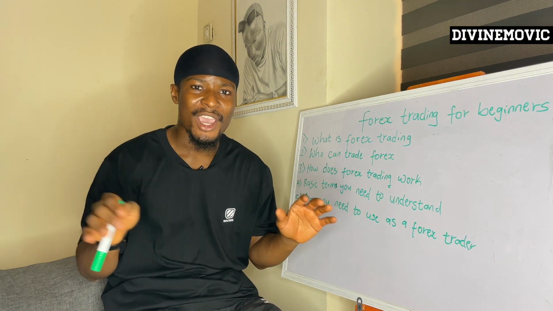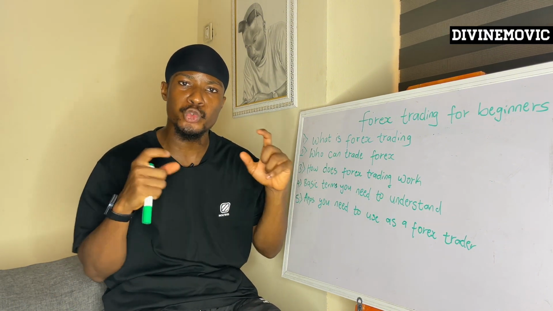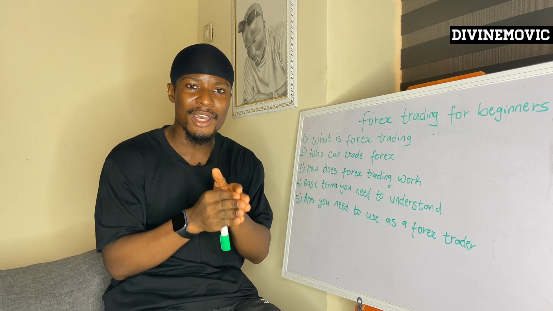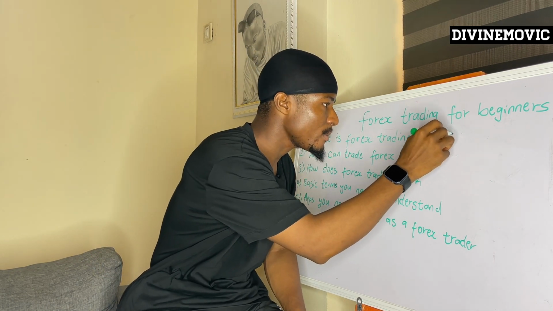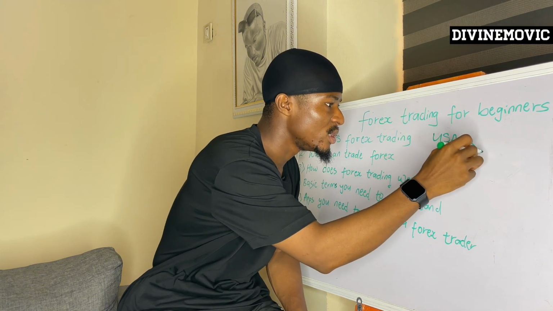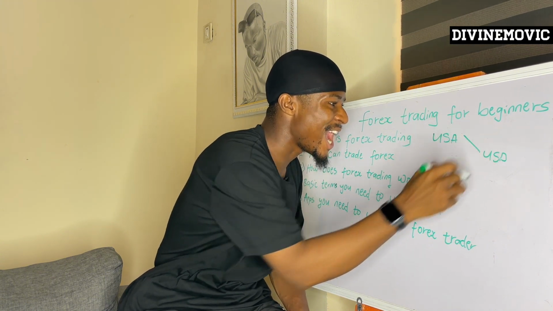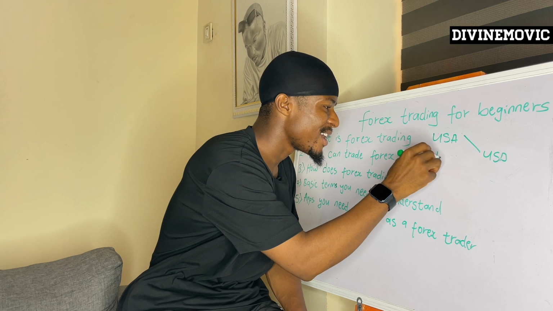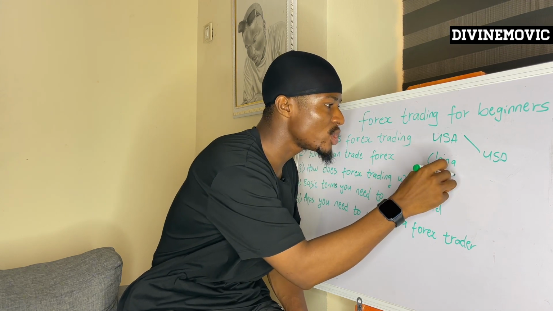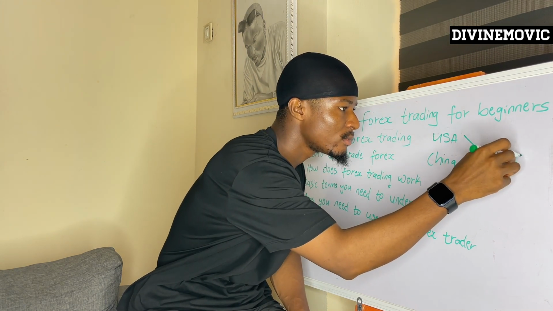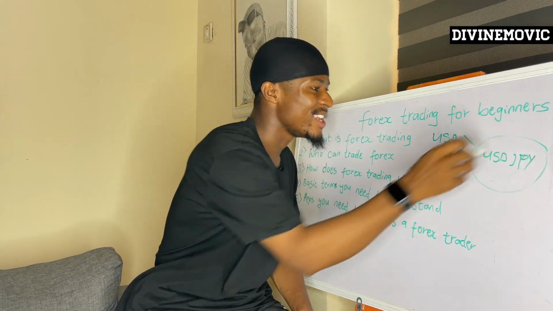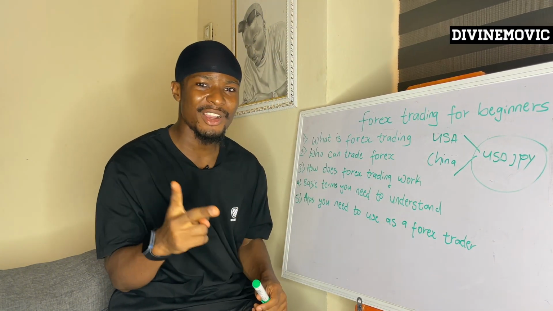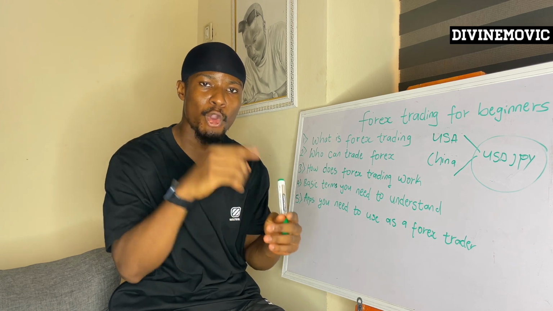Now, what is a currency pair? A currency pair is simply the pairing of two different countries' currencies together. For instance, if you're in the USA, you are going to be using USD. And if you're in Japan, you're simply going to be using JPY. So this is what? A currency pair. You're simply pairing two different currencies together to become one.